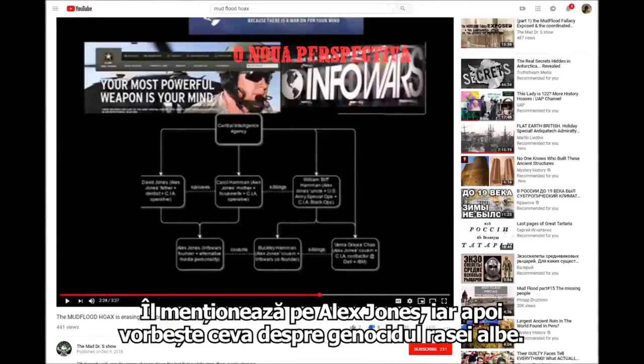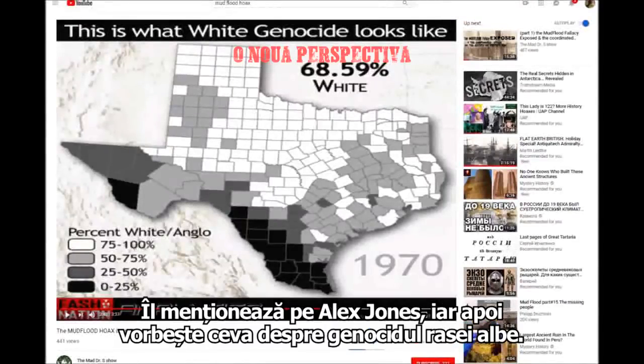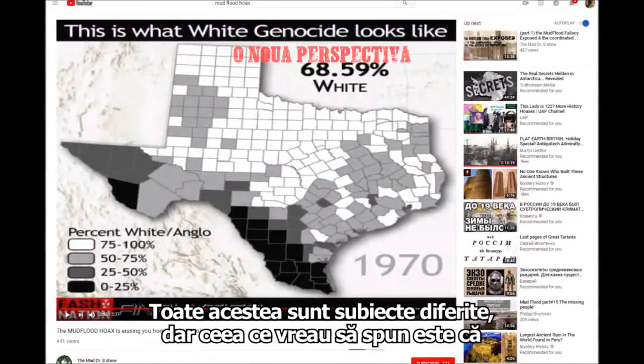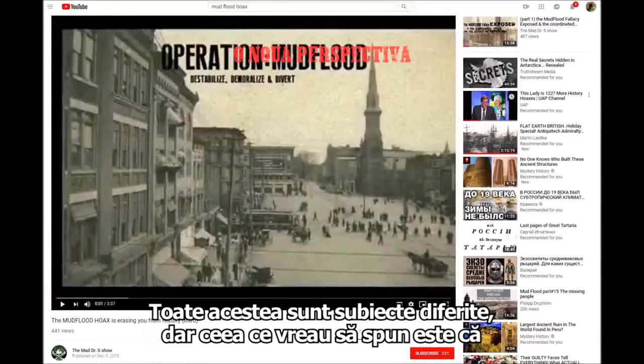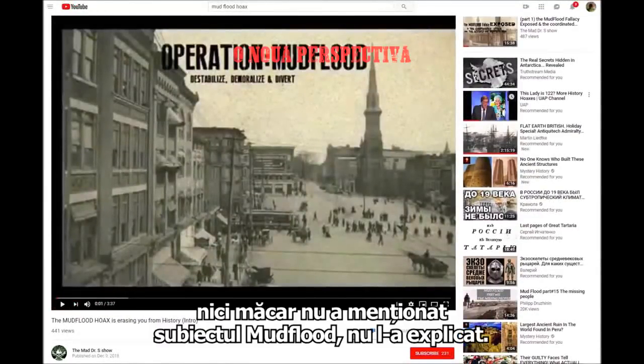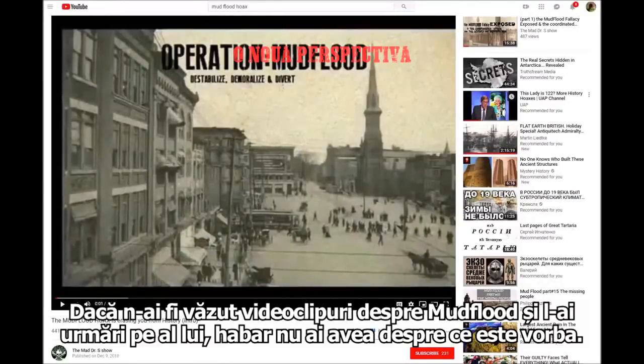Then he references Alex Jones, and now he's talking about some kind of white genocide of people. These are all different issues, but my point is that he has not even touched upon the subject of mudflood. He has not addressed it, he has not explained it. If you haven't seen mudflood videos before, watching his videos, you'll have no idea what he's talking about.